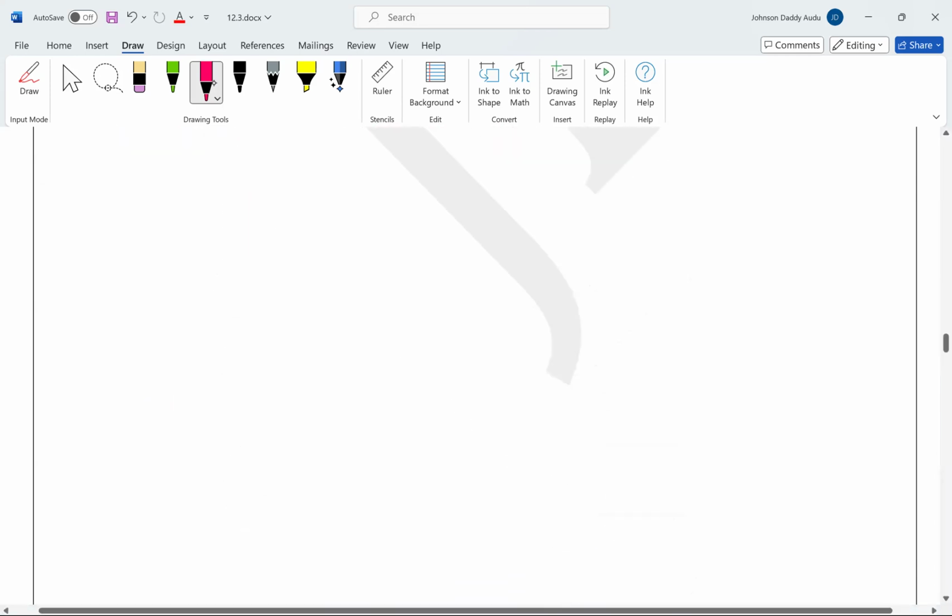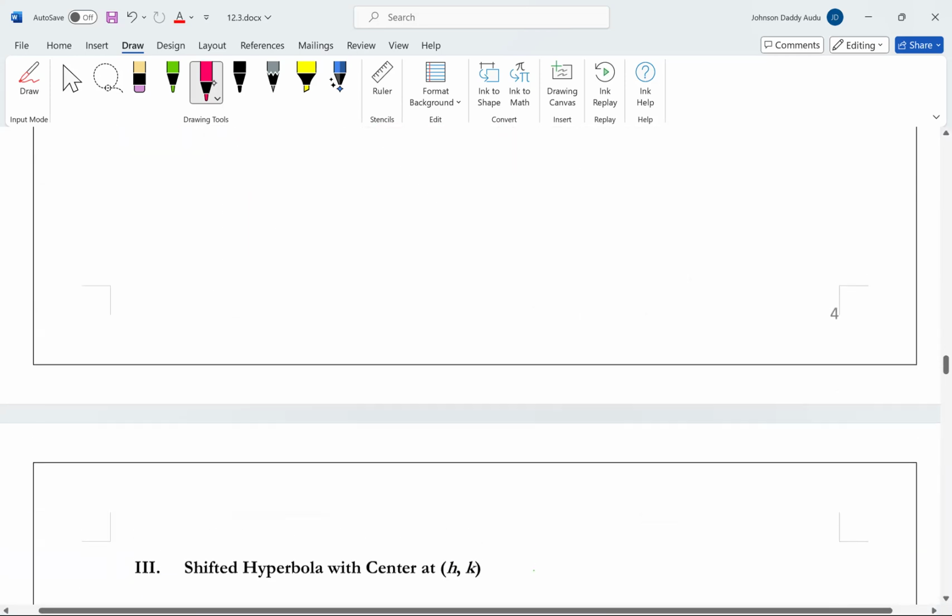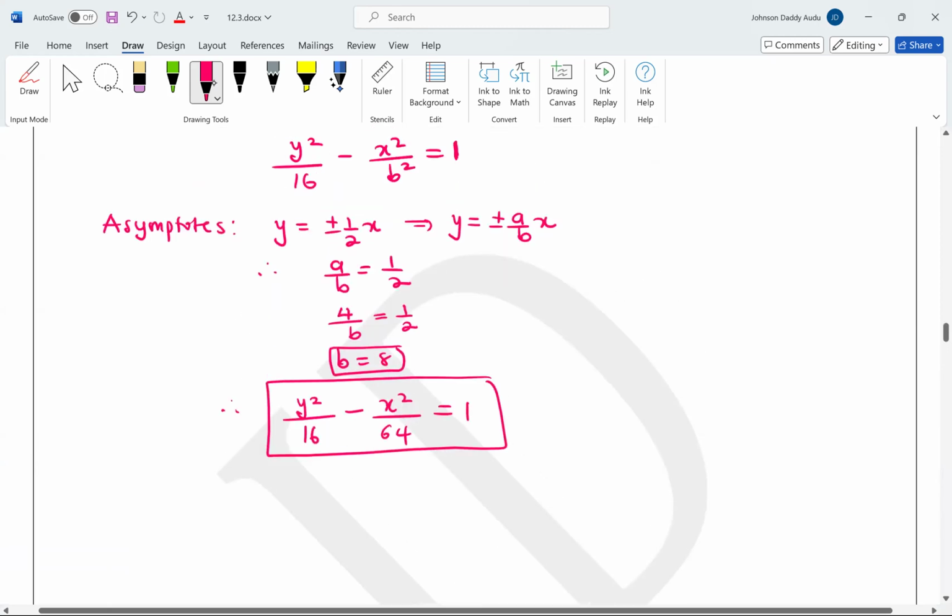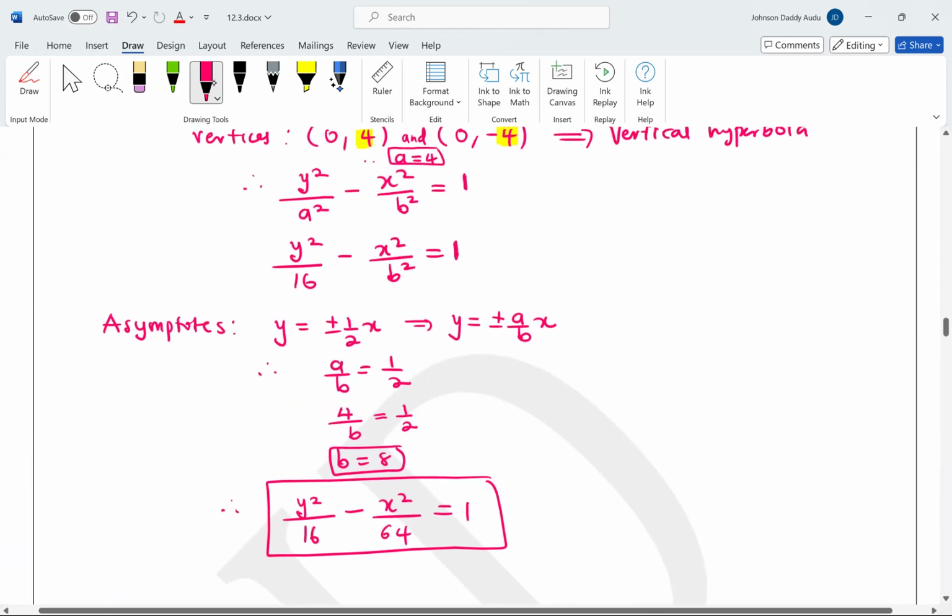All right. So I think that will be it for this. So the next video, we'll be looking at hyperbola with a shifted vertex.